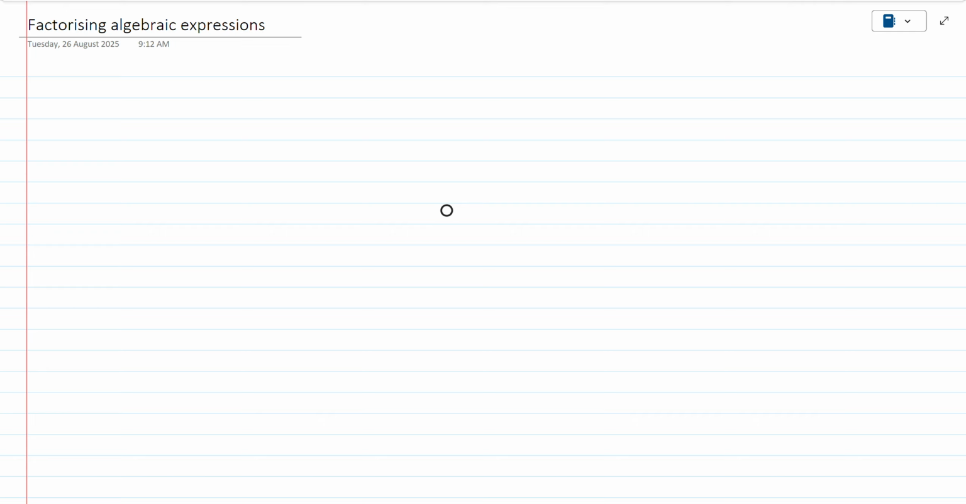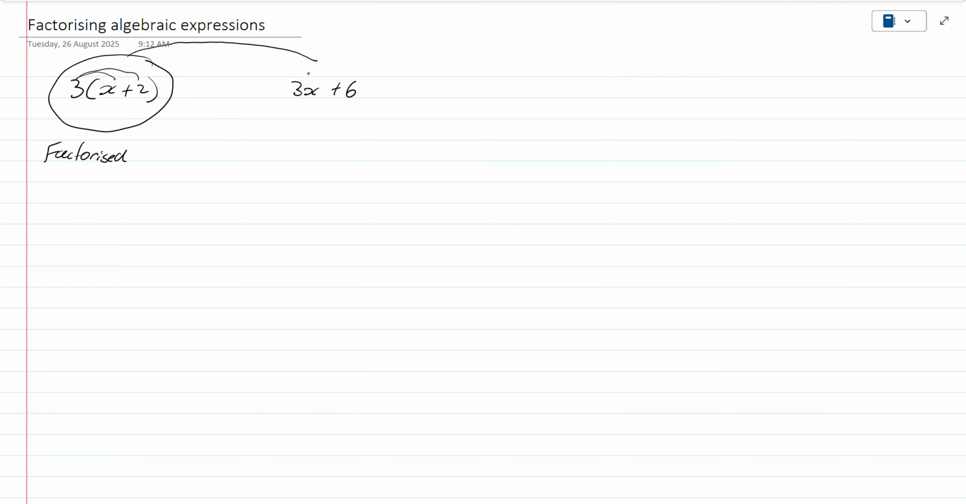So if you were to have an expression like 3 outside of (x + 2), then that is the factorized form. What you would be used to doing is expanding those brackets and getting an answer like 3x + 6. That process is called expansion, and the process going back to the brackets is called factorization.